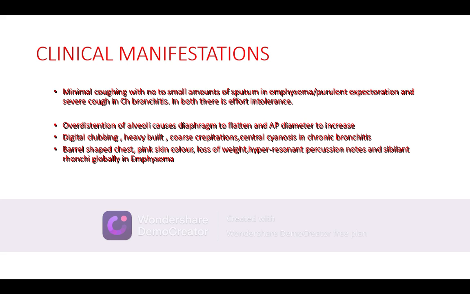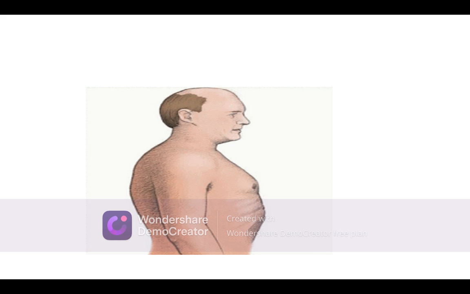In emphysema there will be loss of weight. In chronic bronchitis there is gain of weight. Hyperresonant percussion notes and sibilant rhonchi are present in emphysema, while in chronic bronchitis there will be hyperresonant percussion notes with coarse crepitations in different parts of the lung. Now this is the difference between the clinical findings of emphysema and dominant bronchitis.